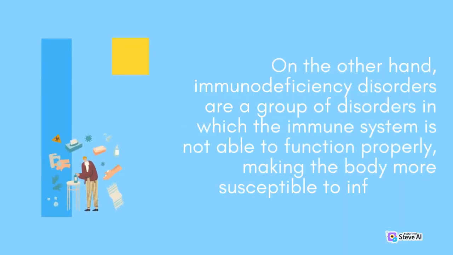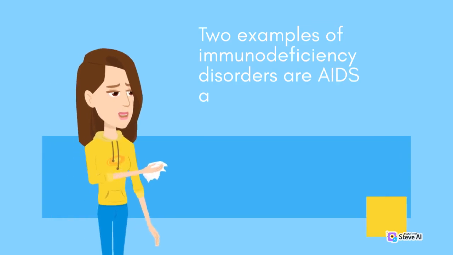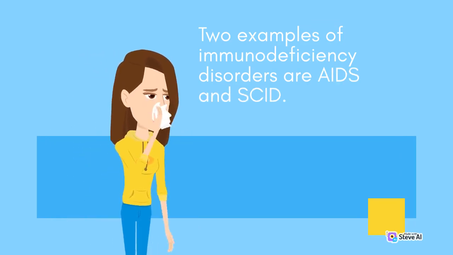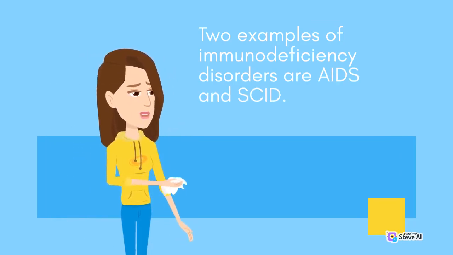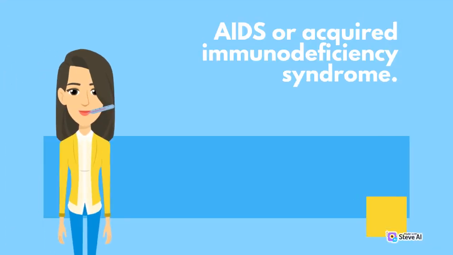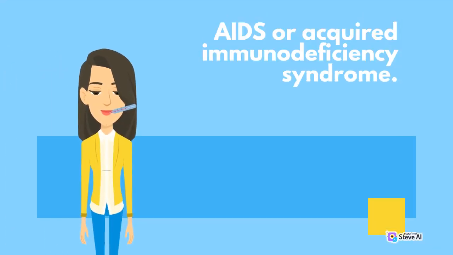On the other hand, immunodeficiency disorders are a group of disorders in which the immune system is not able to function properly, making the body more susceptible to infections. Two examples of immunodeficiency disorders are AIDS and SCID. AIDS, or acquired immunodeficiency syndrome.